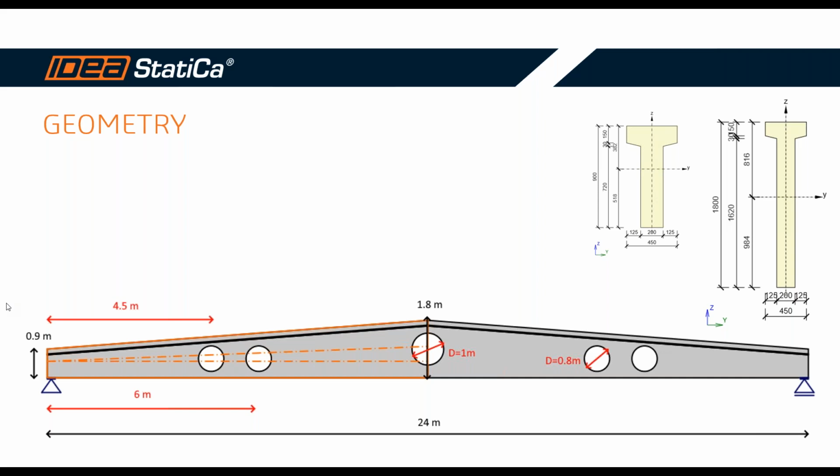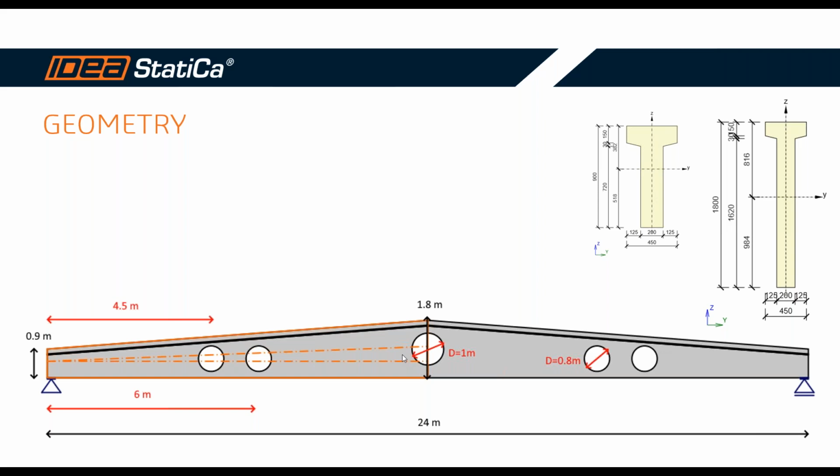The cross section is a standard T section with the height at the beginning 900 millimeters and some linear haunch to the middle, where the height is 1,800 millimeters, and the beam has a symmetry plane in the middle, so it's a symmetrical beam. The total length is 24 meters, so it's a long span beam, simply supported.